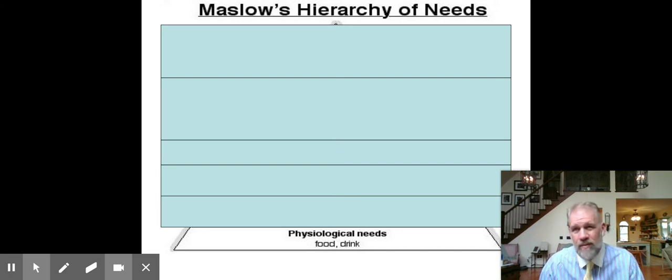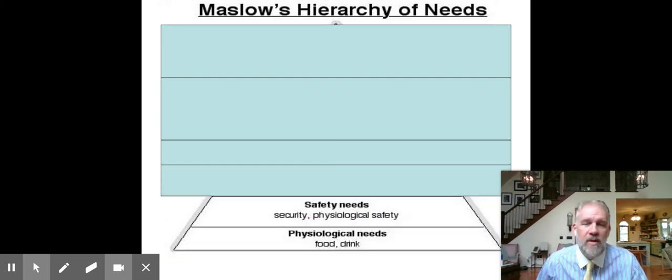If you're hungry, if you're thirsty, if you haven't had sleep because you don't have a place to lay your head that's dry, there's not much else that's going to happen until you have those needs met. So the first level and the most basic need is your physiological needs, your protection of your body.